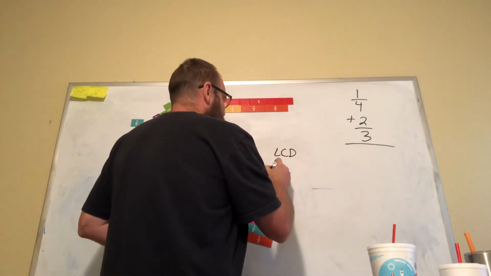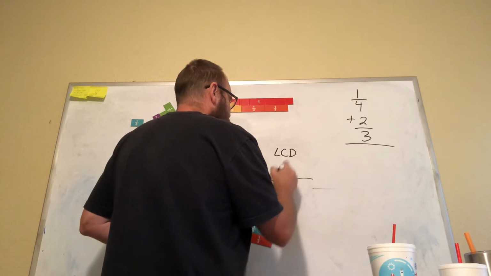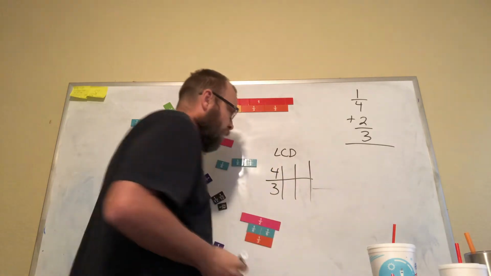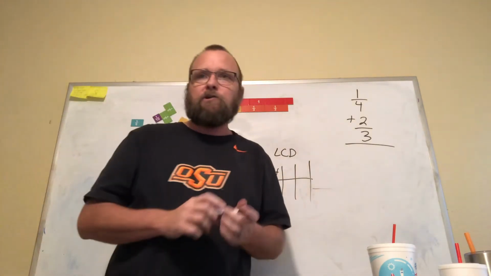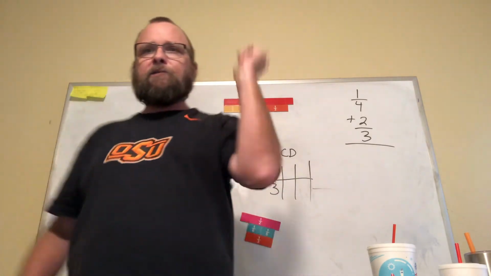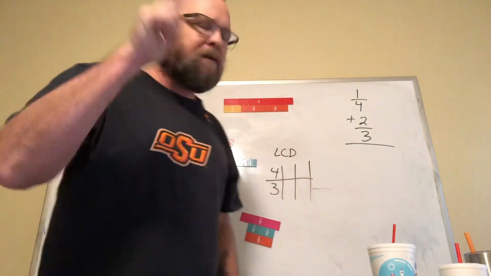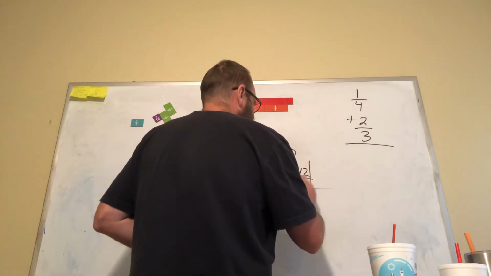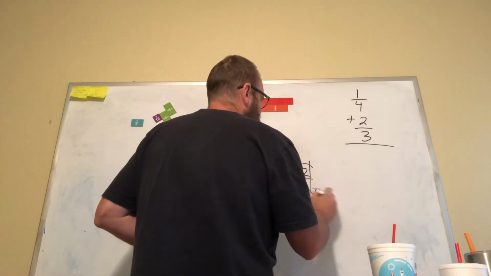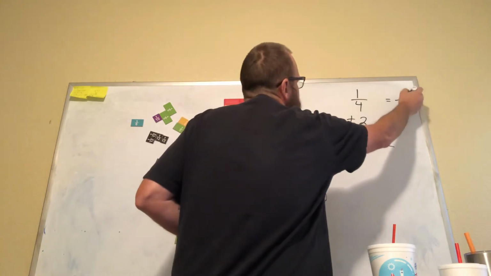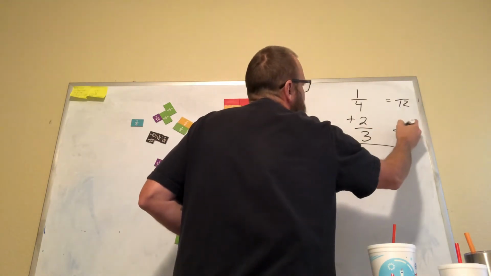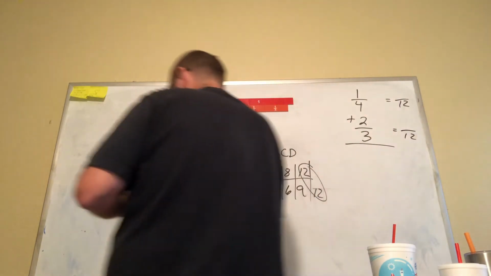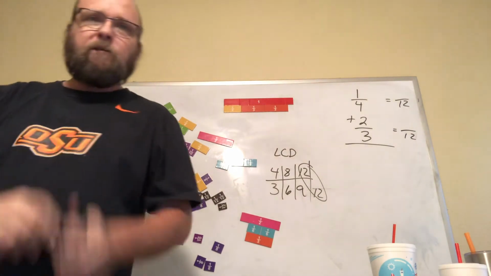So I'm going to take my denominators of 4 and 3. I'm actually going to look at my multiplication chart. And as Sophia nicely told me, the answer is 12. 4, 8, 12, 3, 6, 9, 12. My common denominator is 12.